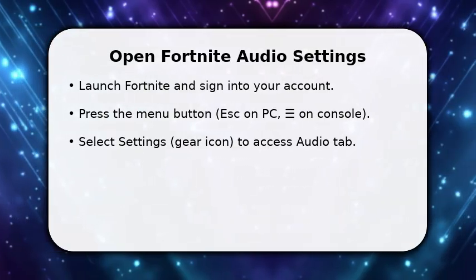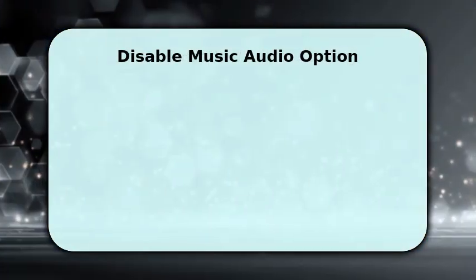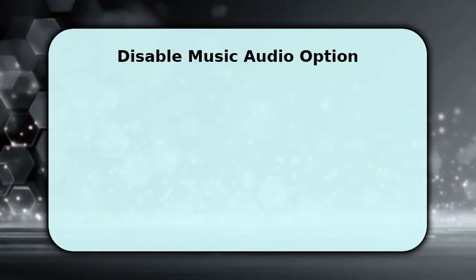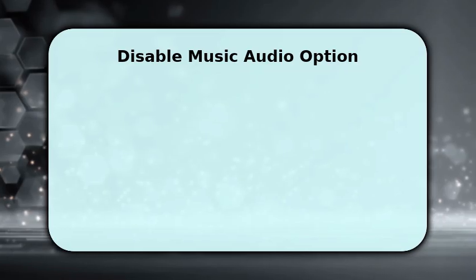In the Audio tab, find the Music Volume slider. This specifically controls background music. Drag it all the way to 0% or input 0 where the UI allows. This mutes the in-game music without affecting sound effects.